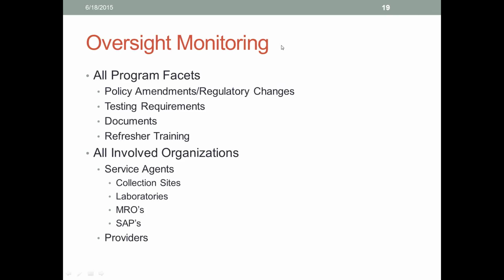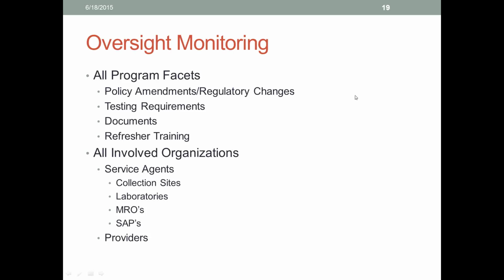Okay, oversight monitoring. As a 5311 recipient, you are responsible for all program facets. Anytime the regulations change and your policy has to be amended, you need to be on top of that. Jeff's pretty good about letting everybody know when something has changed, and then making sure that those changes trickle down to operators and recipients alike. But again, you have to make sure that your policy reflects whatever changes are required there.